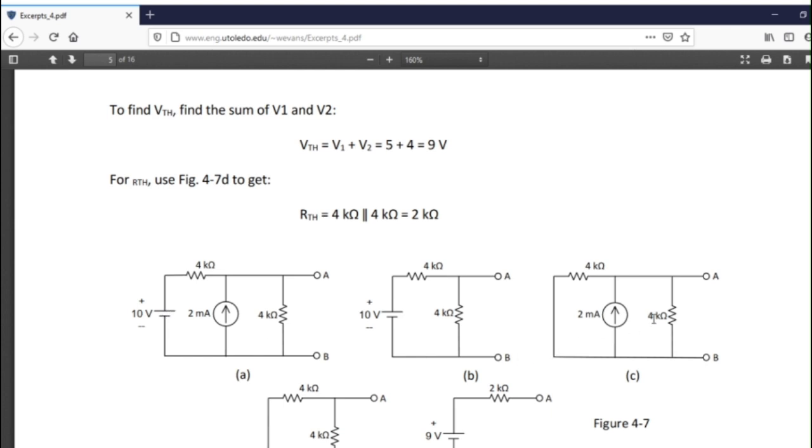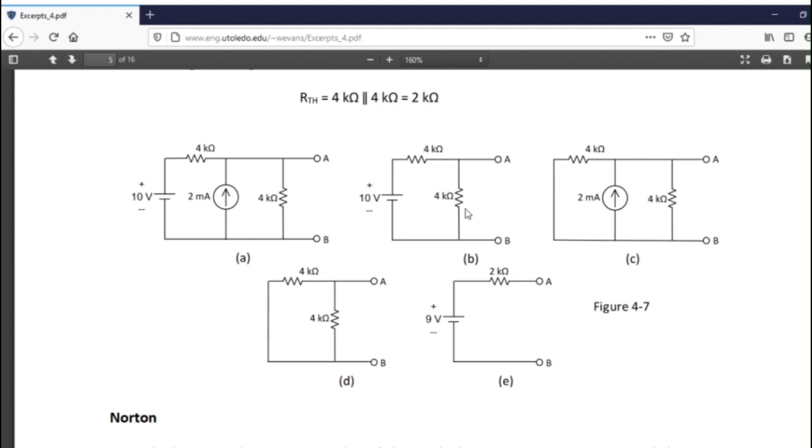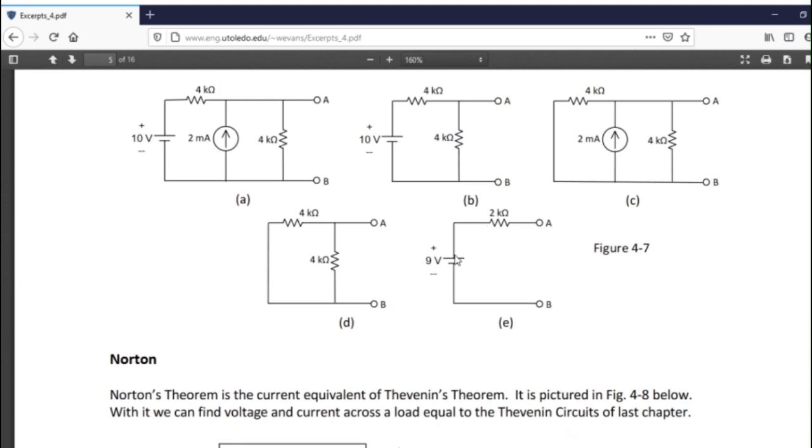So basically, I want to find the voltage across the AB terminals with a current supply and a voltage supply. So this one is pretty easy. It's, excuse me, it's 5 volts. It's 4 over 4 plus 4, times the source, or 5. Here I have a combination of a 4K and a 4K, which is 2K. So I have my 2 milliamps going through a 2K, that's 4 volts. So I have 5 volts and 4 volts is 9 volts.